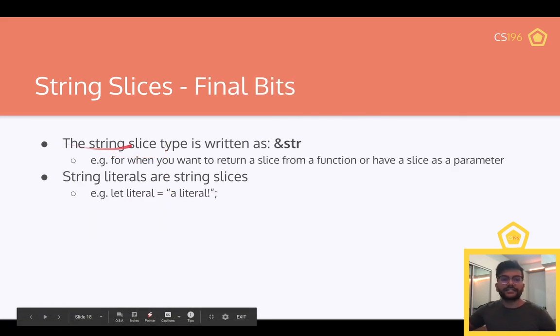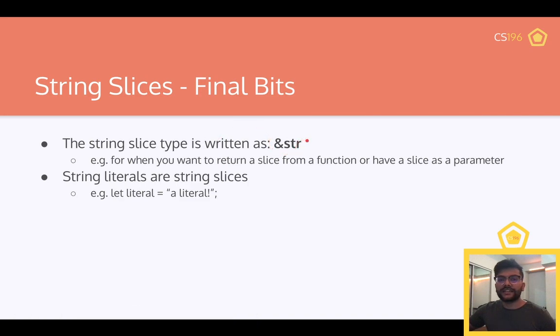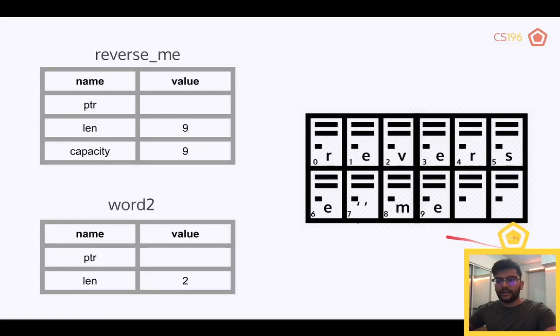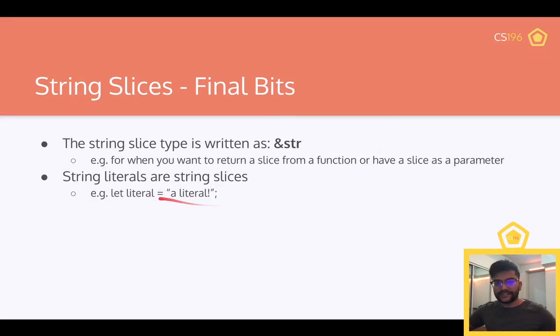So final bits, the string slice type is written as ampersand str, and that's because this is a reference to the string. So this is, for example, if you want to explicitly label a variable type, or if you want to have a return from a function or a parameter. String literals are string slices, so if you make a literal, that is equivalent to a string slice. A literal being, instead of using the keyword from like we did here, which creates this array, you use a literal like so, that's a slice. It's not an array of characters or vector of characters.